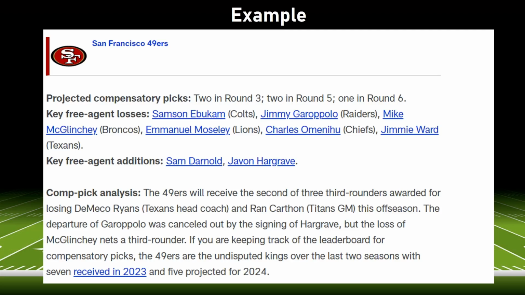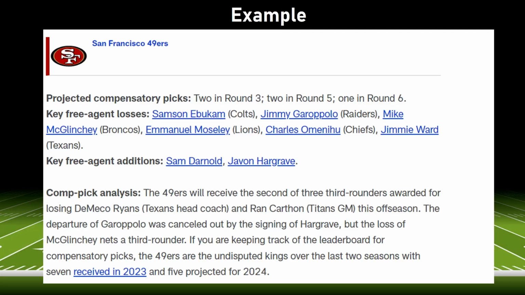This is what they're projecting because their free agent losses were Samson Ebukam, Jimmy Garoppolo, Mike McGlinchey, Emmanuel Moseley, Charles Omenihu, Jimmie Ward, and their free agent additions were Sam Darnold and Javon Hargrave. You see their analysis. 49ers will receive the second of 3 third-round awards for losing DeMeco Ryans and Ran Carthon. This offseason, the departure of Garoppolo was canceled out by the signing of Hargrave, so they're saying those 2 were equal signing and loss. Hargrave was the value of Garoppolo.